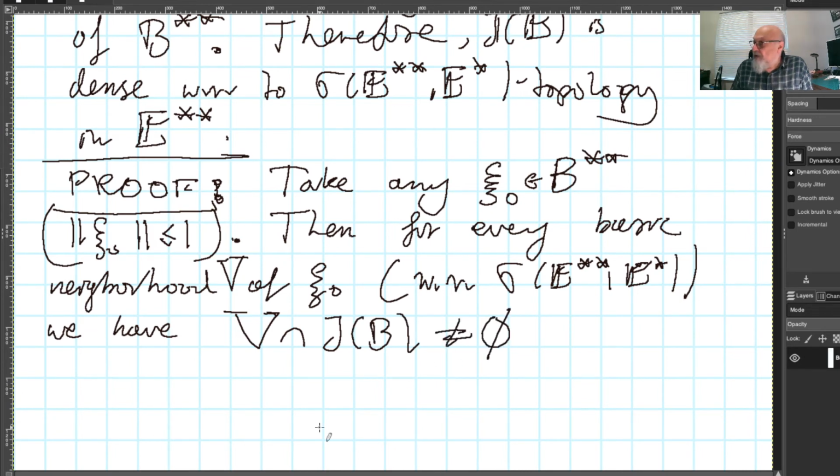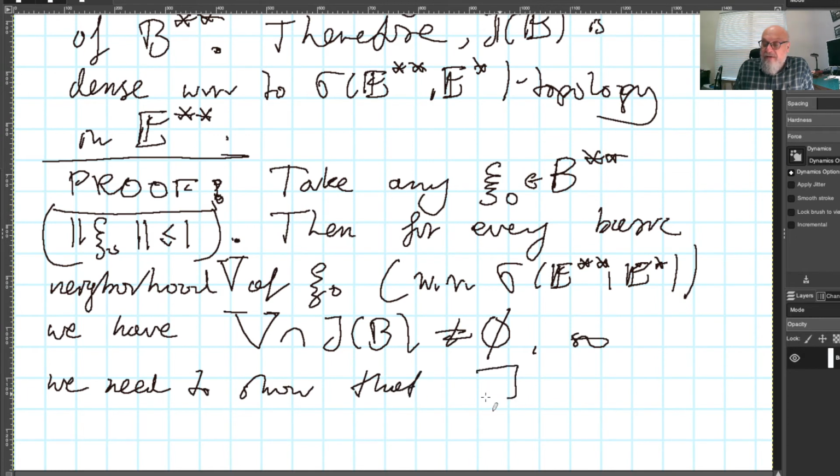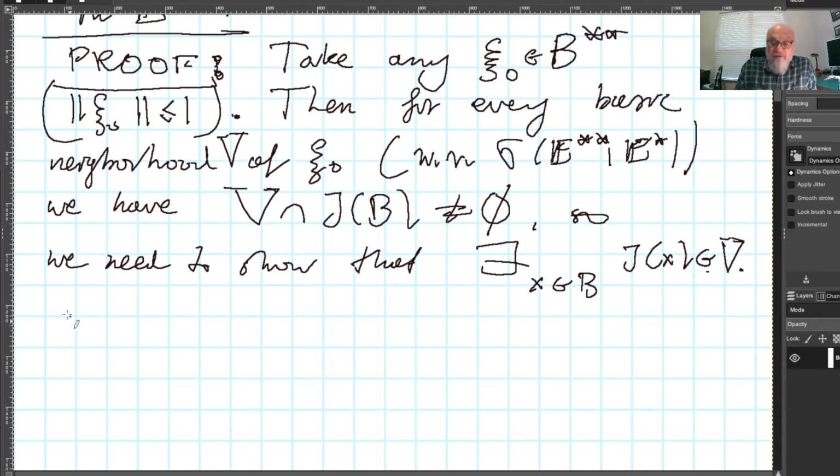That means we need to show that there exists an element that belongs. So we need to show that there exists an X belonging to B such that J of X belongs to V. That's what we need to show. So what is the basic neighborhood of psi naught?